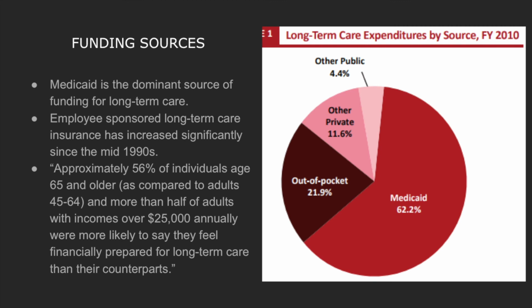All right, funding sources. If you take a look here, we can see that Medicaid is the dominant source of funding for long-term care. Then we have a small portion of other private insurance, which is probably because in the 1990s, long-term care insurance increased significantly. But then we have a big portion here of out-of-pocket payers, which, if we can remember from our healthcare insurance industry class, a lot of long-term care is paid for out of pocket.